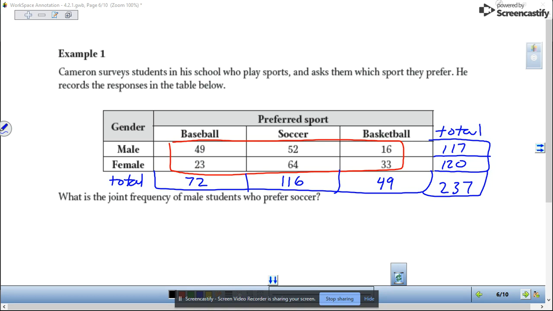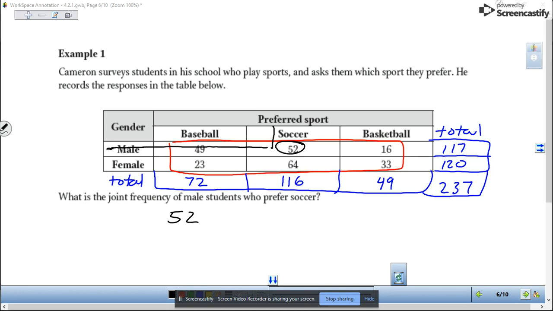Now, let's go back to the question. It says, what is the joint frequency of male students who prefer soccer? So, first off, I want to look at the males, okay? And I want to look at soccer. So, where do those two things meet? The answer is 52. So, there are 52 students that prefer soccer that are male.